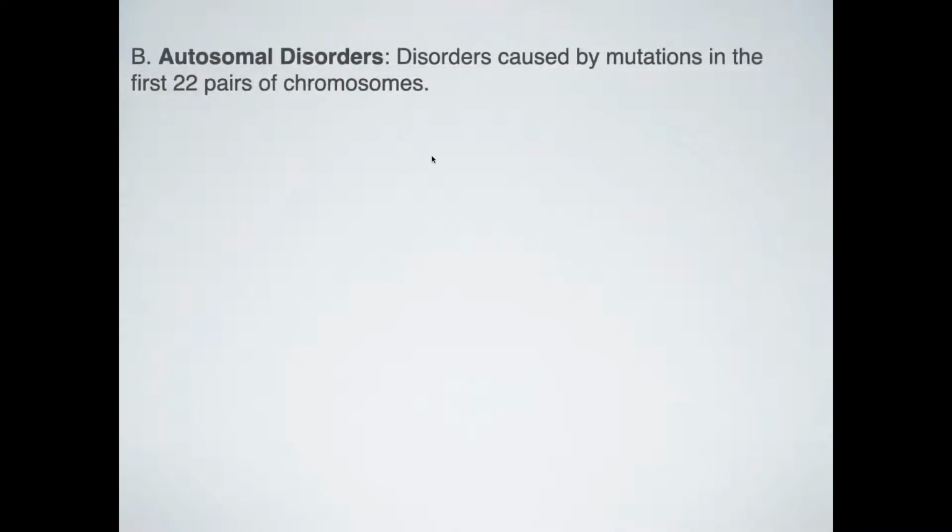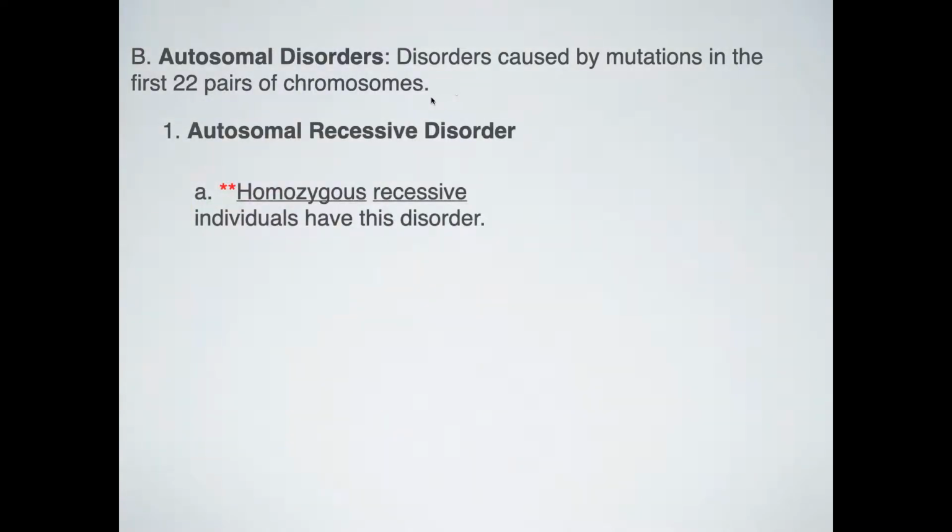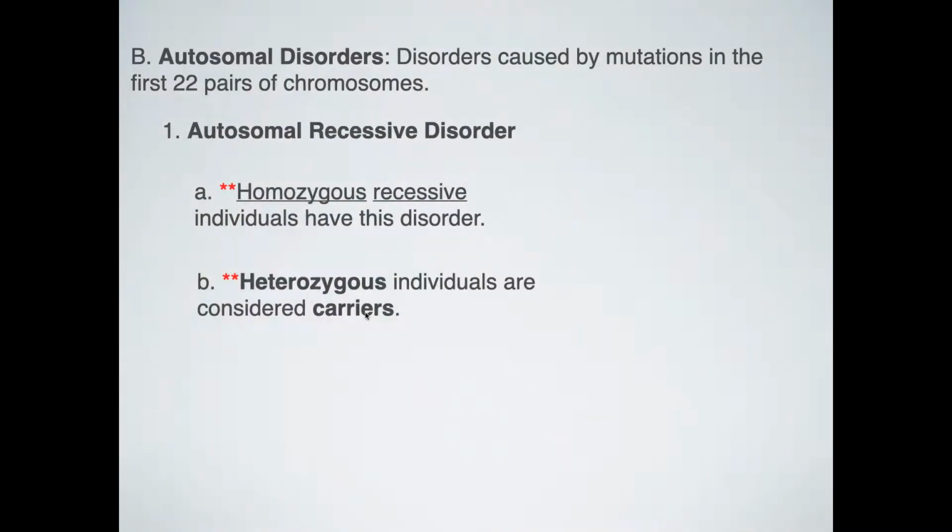Okay, so autosomal disorders. Those are disorders that are caused by mutations in the first 22 pairs of chromosomes. So there are two types of autosomal disorders. We have autosomal recessive, which is the first one that we're going to talk about. In an autosomal recessive disorder, homozygous recessive individuals have the disorder. So that means if you have two lowercase letters, you have the disorder. If you're heterozygous, you are a carrier.